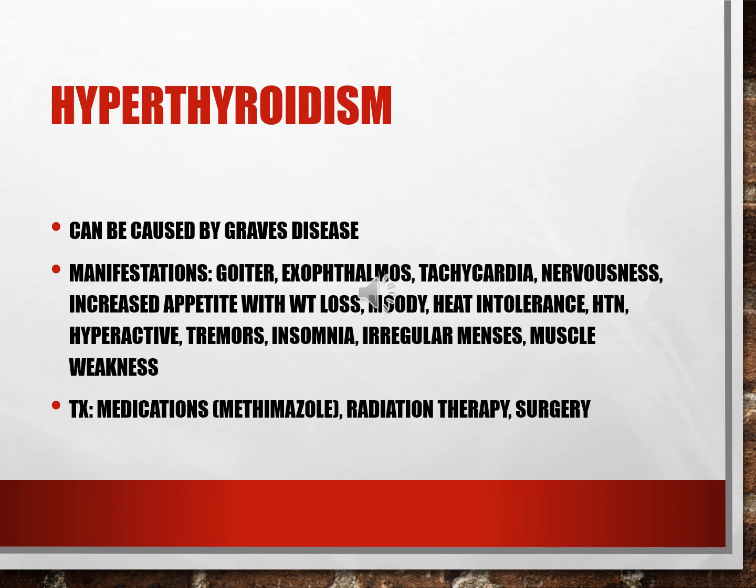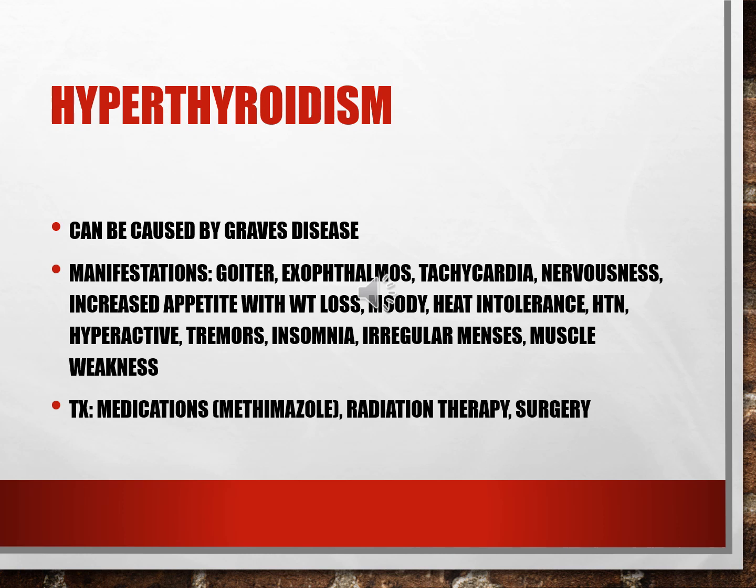With hyperthyroidism in the pediatric patient, usually it's transplacental and will go away within 6 to 12 weeks. It can also be caused by Graves' disease. So with this, some clinical manifestations that you will see are a goiter, tachycardia, nervousness, and increased appetite. Even though they're eating, they're still losing weight.